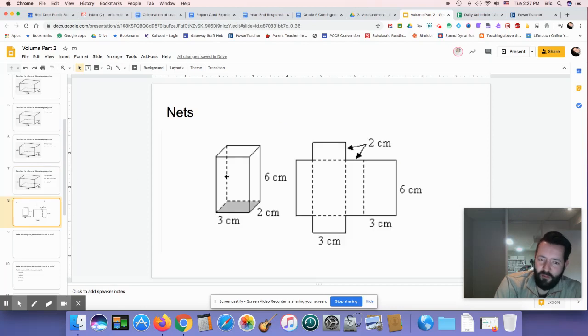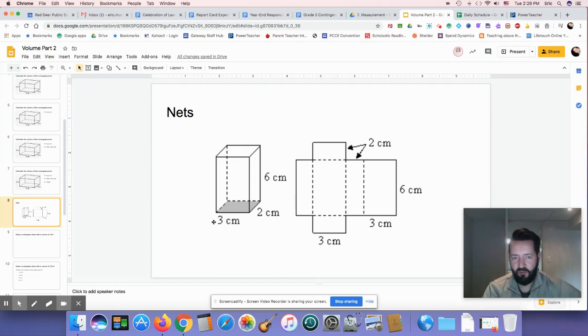So before we do that, I just wanted to show you, on the left-hand side here, we've got a rectangular prism. And if this was made out of folded-up paper, you could actually deconstruct that rectangular prism into a flat two-dimensional shape. That flat two-dimensional shape would look like this on the right. This figure on the right here is called a net. A net is a shape that you can fold up into a three-dimensional shape, okay?